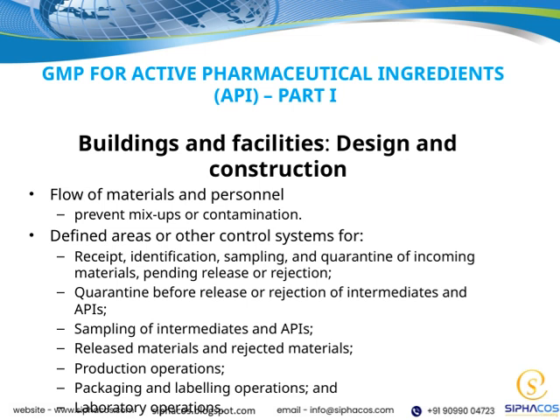We also create dedicated spaces for sampling of intermediates and APIs, as well as separate zones for released and rejected materials. Production operations, packaging and labeling, and laboratory activities each have their own controlled areas as well. All of these measures are essential to maintaining the integrity of the manufacturing process, ensuring product quality, and complying with GMP standards. By carefully designing these workflows and physical spaces, we help prevent cross-contamination and keep the entire process running smoothly from start to finish.